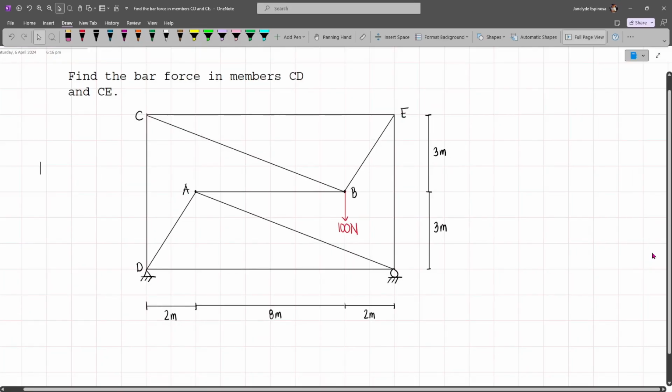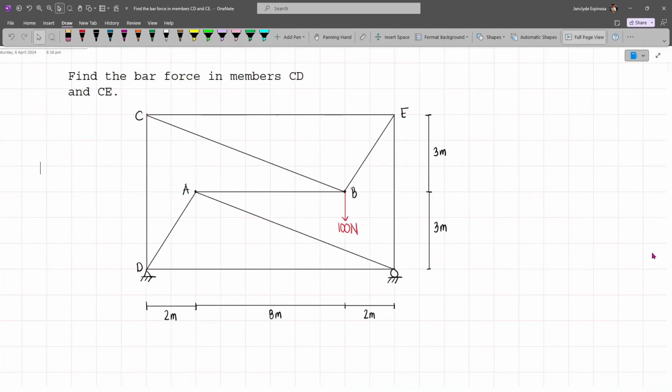Sa video natin ngayon, let's try to solve this problem. Now, we have a truss system and we are to find the bar force in member CD and CE. So, ito yung CD and then ito naman yung CE. Now, first, solve muna natin yung reactions.